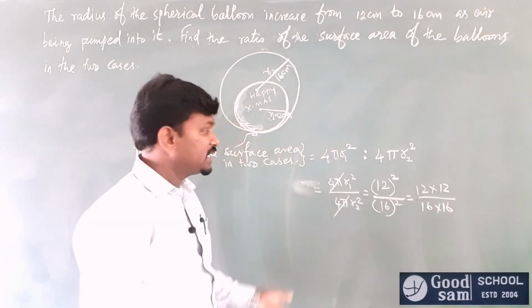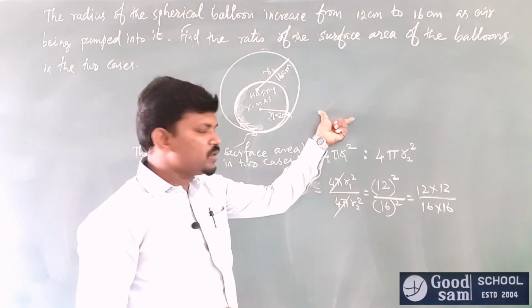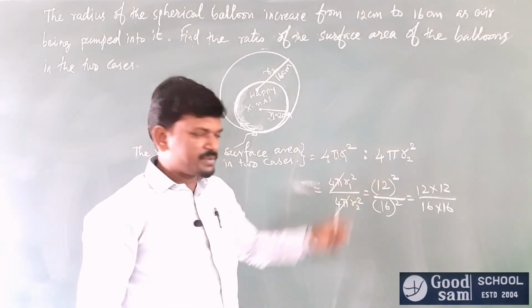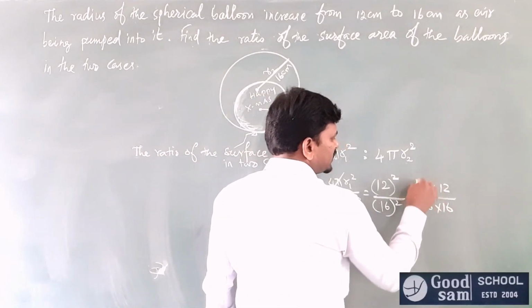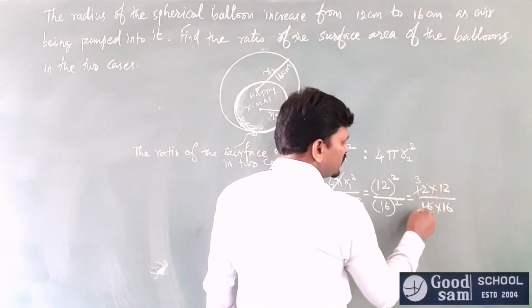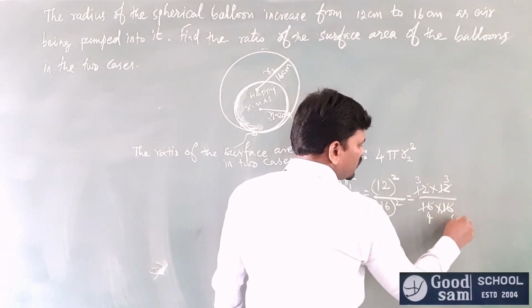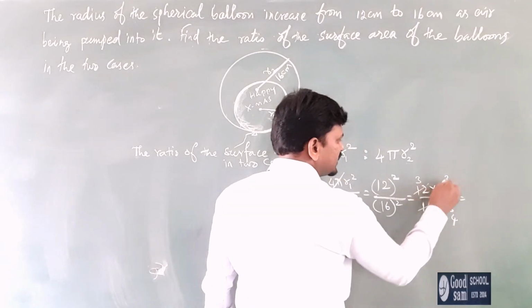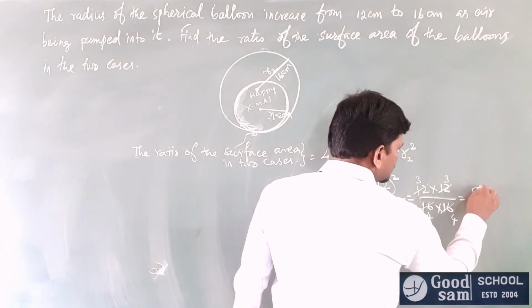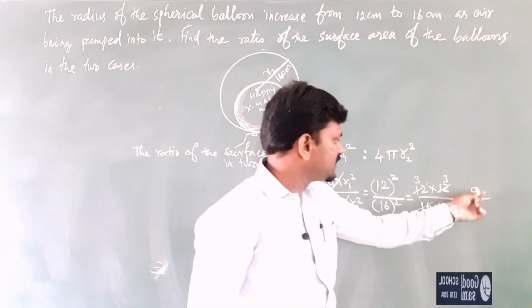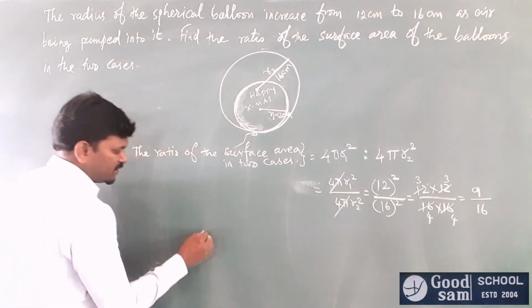I am doing my own method. In the book they simplified the ratio of the radius, then they substituted. So this is the very simple way. 3 4s are 12, 4 4s are 16. Then 3 3s are 9 by 4 4s are 16. Is it possible to cancel now? No, we cannot simplify.